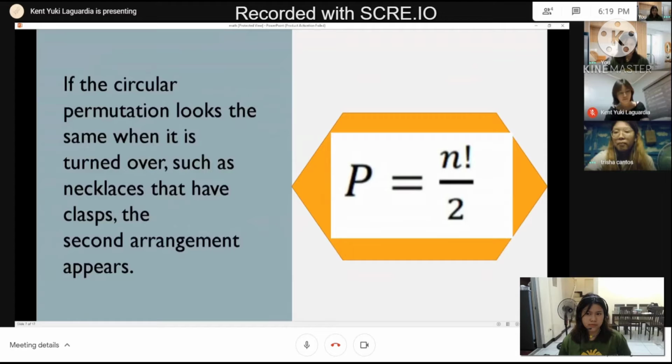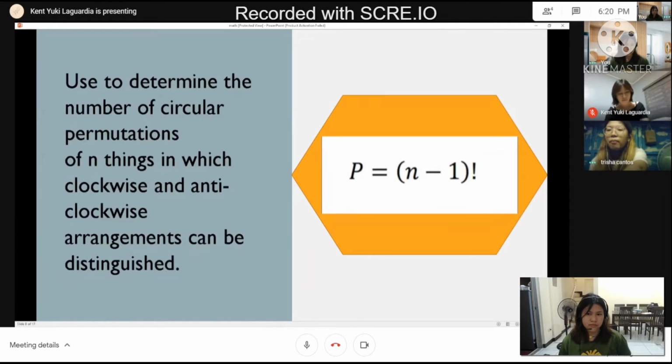Number 5. The circular permutation looks the same when it's turned over, such as a necklace that has clasps. The second arrangement appears. The formula is P equals n factorial over 2.